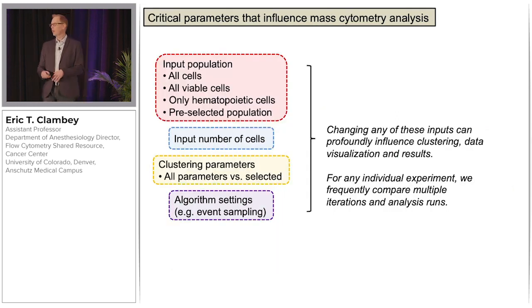So your high-dimensional data analysis can be influenced by multiple inputs, ranging from your input population, input number of cells, the clustering parameters, and the algorithm settings. If you change any of these inputs, it will change how your data is visualized, your clustering results, and may influence your interpretation. But given that this is an iterative process, you are highly likely to go through multiple iterations of this.